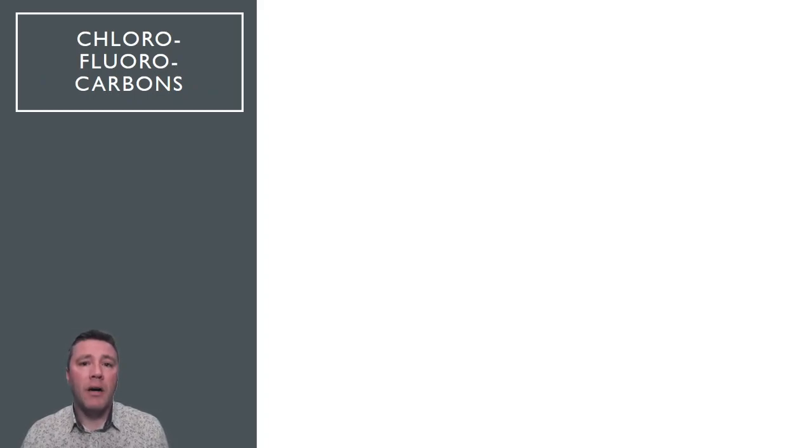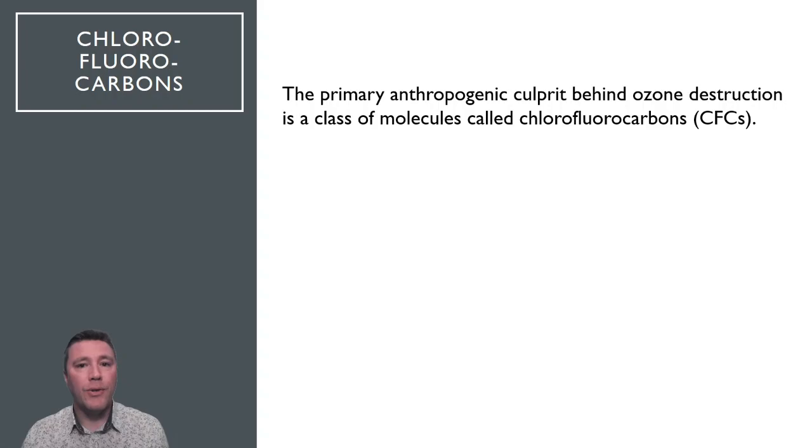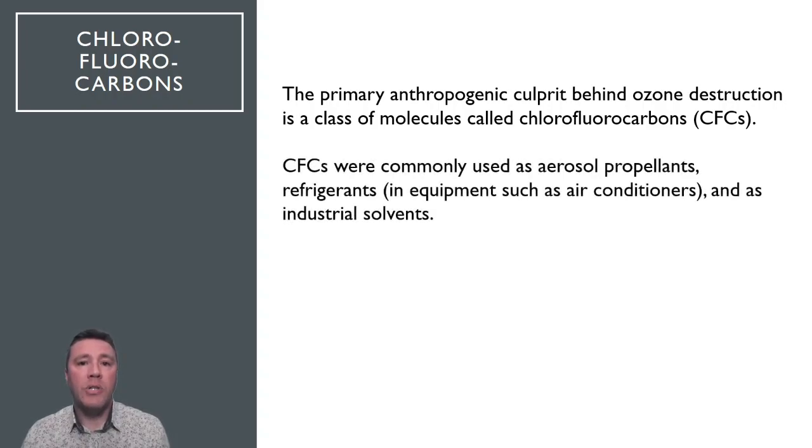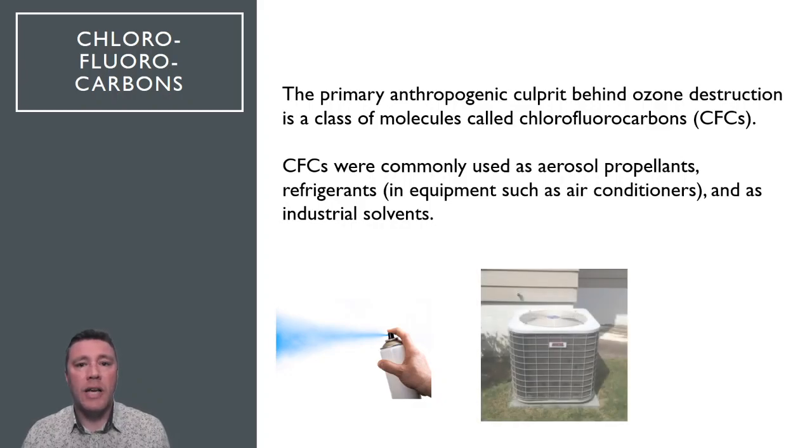The human-made compound that deserves most of the blame for ozone destruction is a class of molecules called chlorofluorocarbons, or more easily pronounced CFCs. They are named as such because of the atoms that they possess: chlorine, fluorine, and carbon. CFCs were widely used as propellants in aerosol cans, as well as refrigerants in things like air conditioners, and as industrial solvents. The reason why CFCs have their destructive power is because of the chlorine they possess.